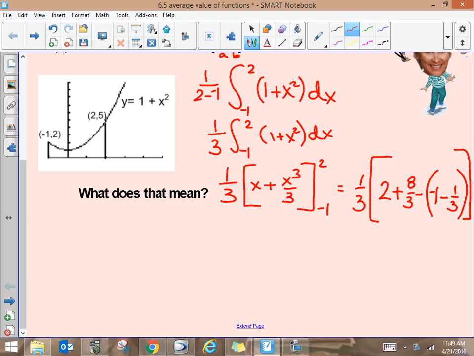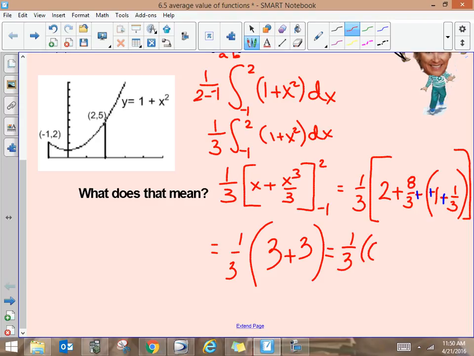All right, so let's see, 1/3 of 2, I'm going to go ahead and change these negatives to positive, because remember, I'm distributing that negative. So 2 plus 1 is 3, and 8/3 plus 1/3 is 9/3, which is another 3. So what's 1/3 of 6? 2.